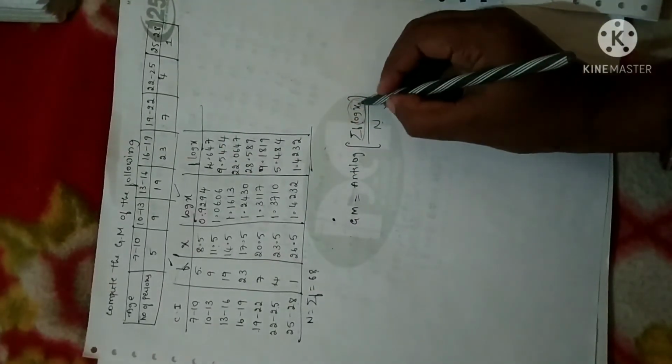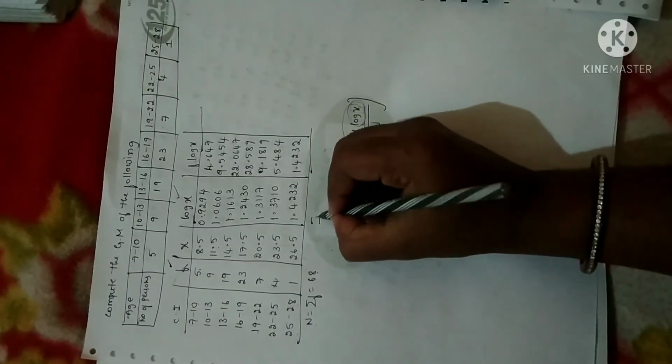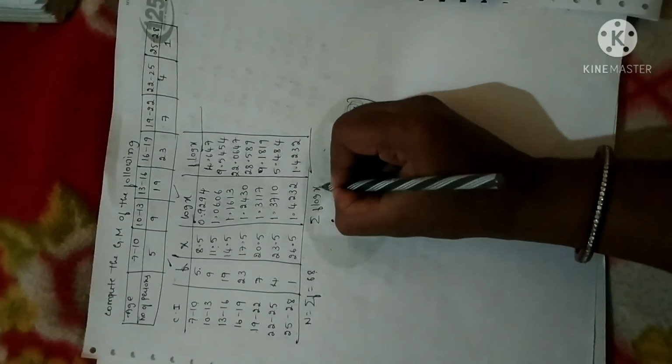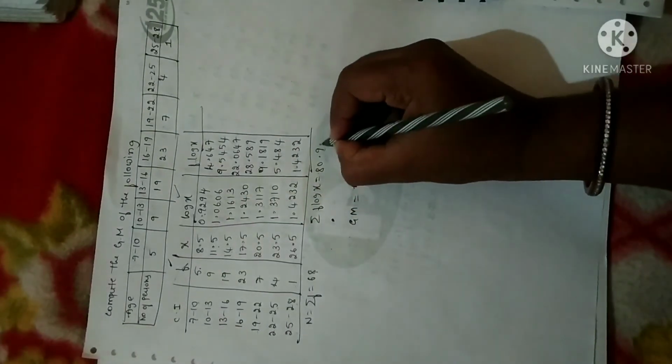Now what else is needed? Sigma of f log x. In the sense, I have to add all these values. So let me add sigma, that is f into log x. I have to add all these values. When you add all these values, you will get 80.9352. If you add all this, you will get this.